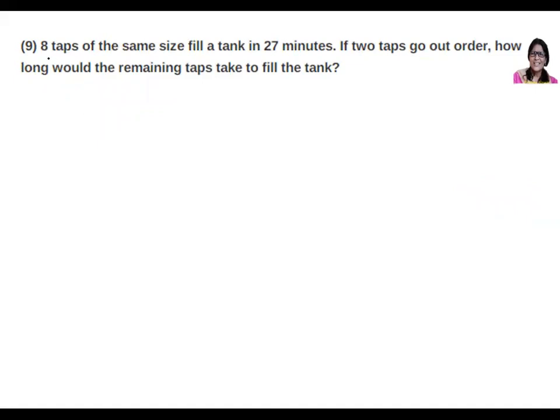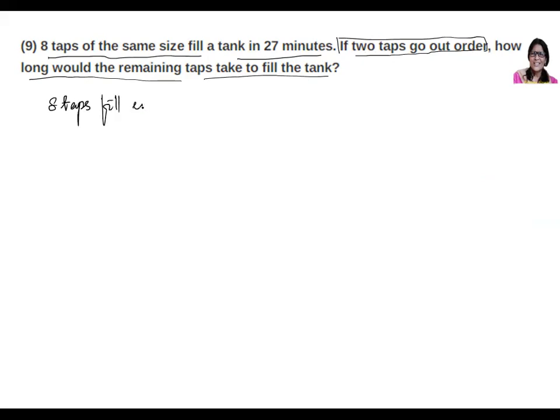Next, 8 taps of same size can fill in 27 minutes. If 2 taps go out of order, how long will the remaining taps take to fill the tank? Out of order means they are broken or not working. That means how many are working now? If 2 have gone out of order, 6 are working. So 8 taps fill in 27 minutes. Now out of 8, 2 are not working. 6 taps will fill in how much time?